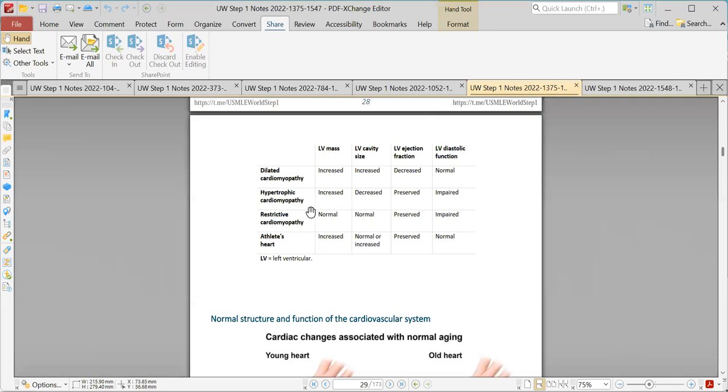In restrictive cardiomyopathy, what is happening? Left ventricular mass is good, cavity is also good, and left ventricular ejection fraction is preserved, but diastole is not relaxing properly. In restrictive, it's impaired. Diastolic relaxation is the only thing impaired here.